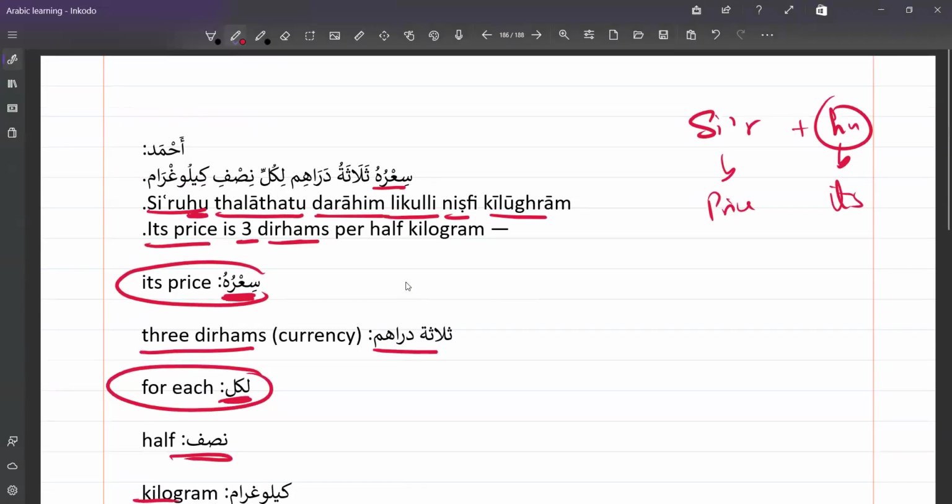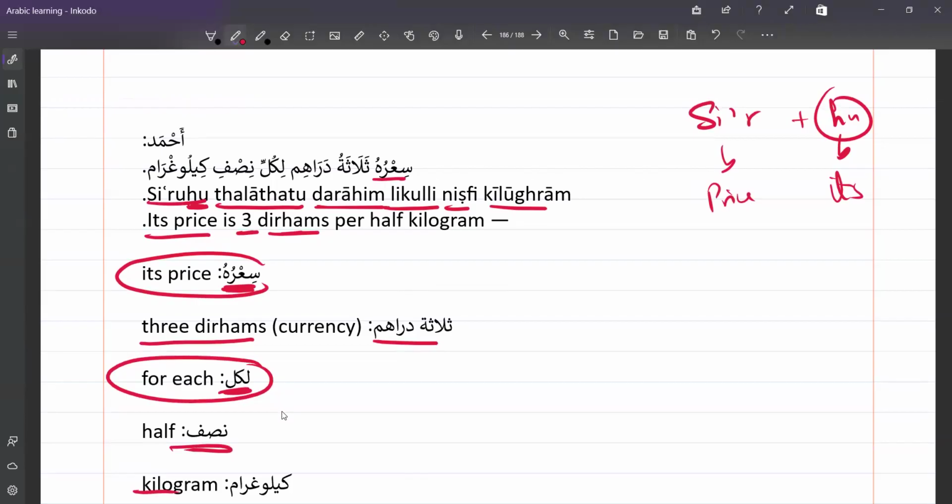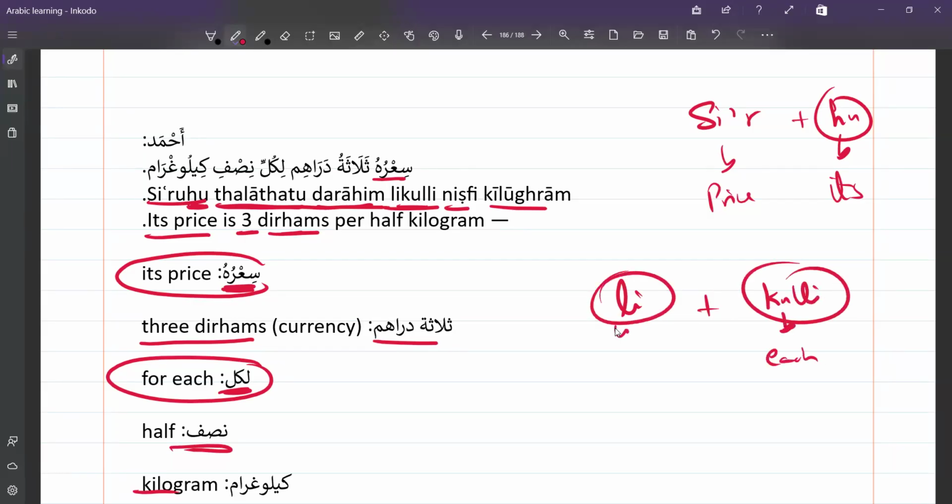So likulli means for each. Nisf means half. Salasatu darahim means 3 dirhams. Now, please learn this word kulli. Li plus kulli. Kulli means each, and li here means for. That is why likulli becomes for each.